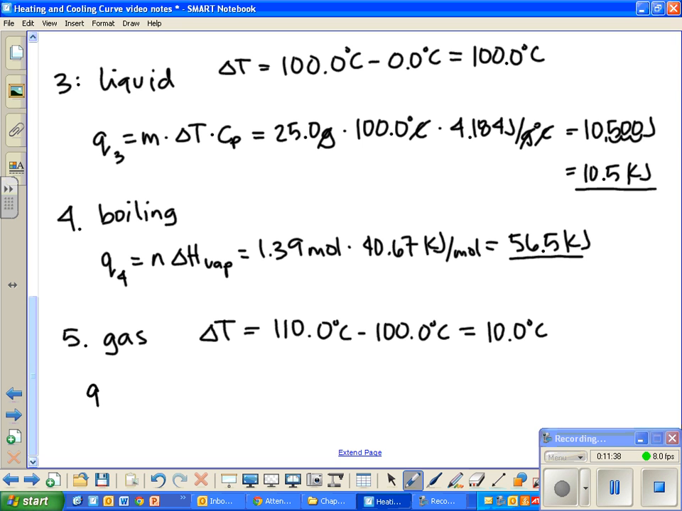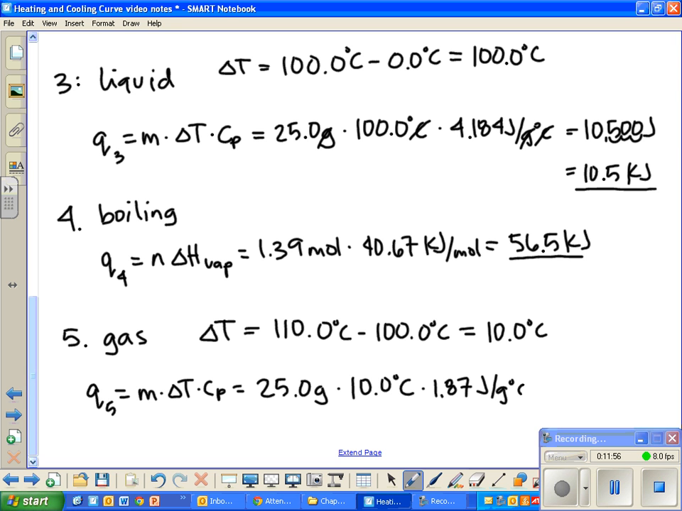So Q5 equals m times delta T times C sub P of a gas. So 25.0 grams times 10.0 degrees Celsius times 1.87 joules per gram degrees Celsius. Grams divide out, degrees Celsius divide out. So here we get 468 joules, which would be 0.468 kilojoules. All right, so we've now calculated the heat for every section.